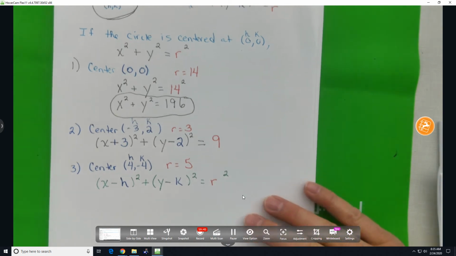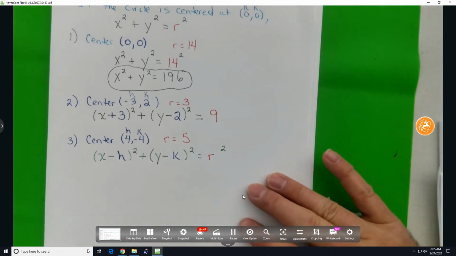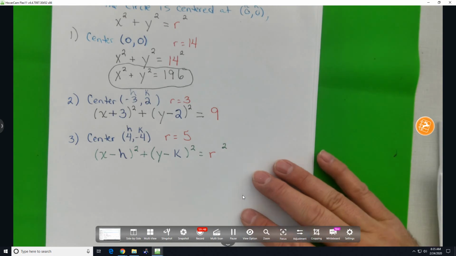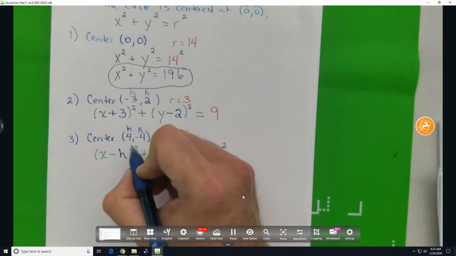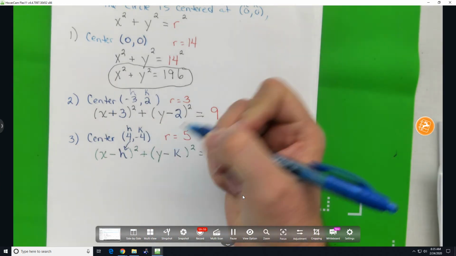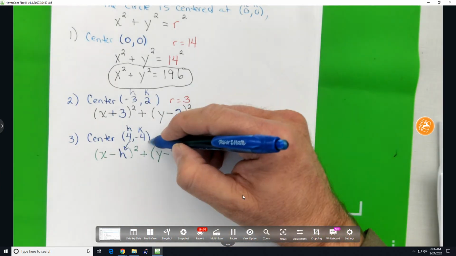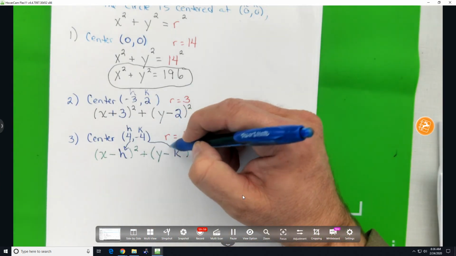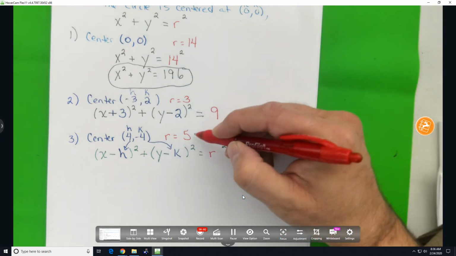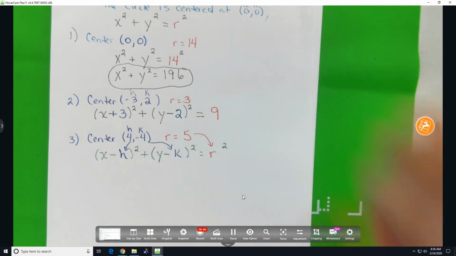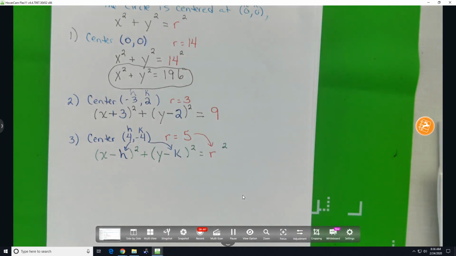So there is the equation. Now I'll draw arrows. In place of the blue H, I'll put a 4. In place of the blue K, I'm putting a negative 4, so watch out. In place of the R, I'll put a 5.